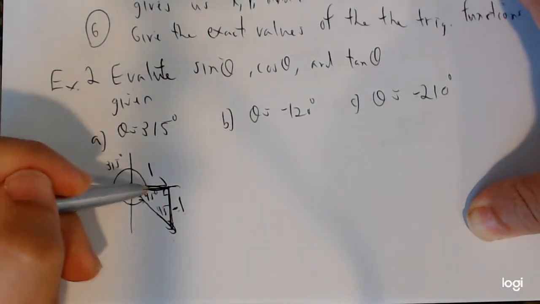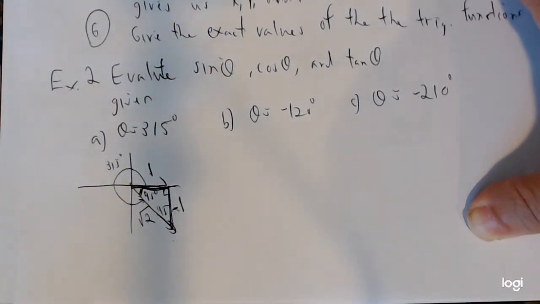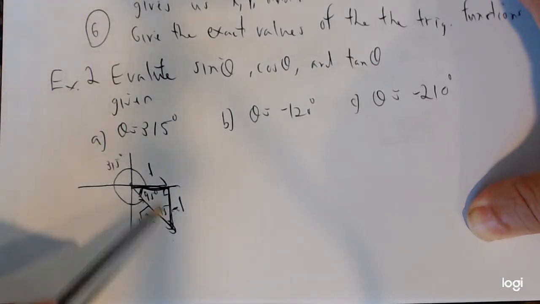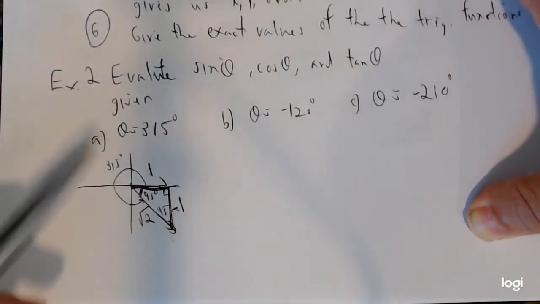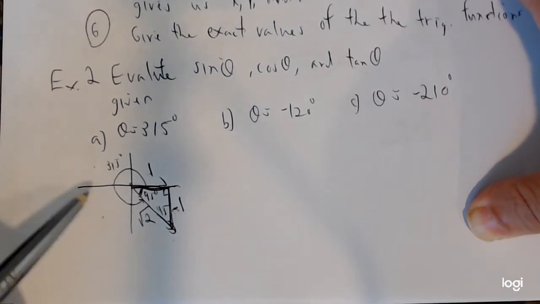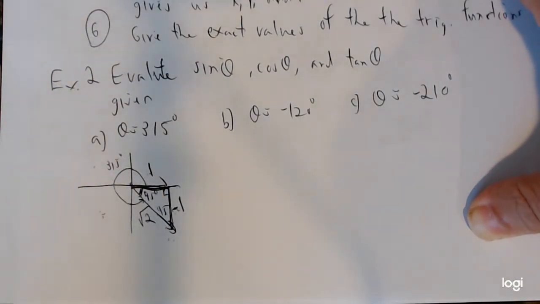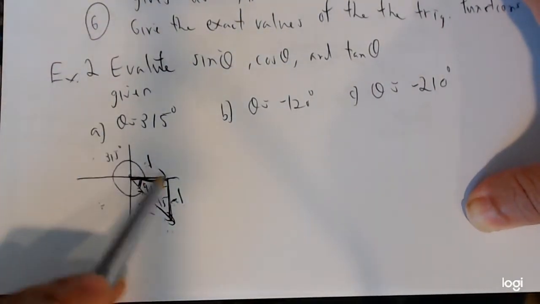And then if these two sides are 1, then the hypotenuse is rad 2. And remember, r is always positive. That will never be negative. The only things that could be negative are x's and y's. So in quadrant 2, x would be negative, y would be positive. In quadrant 3, both x and y would be negative. Quadrant 4, x is positive, y is negative. So notice now we have x, y, and r.